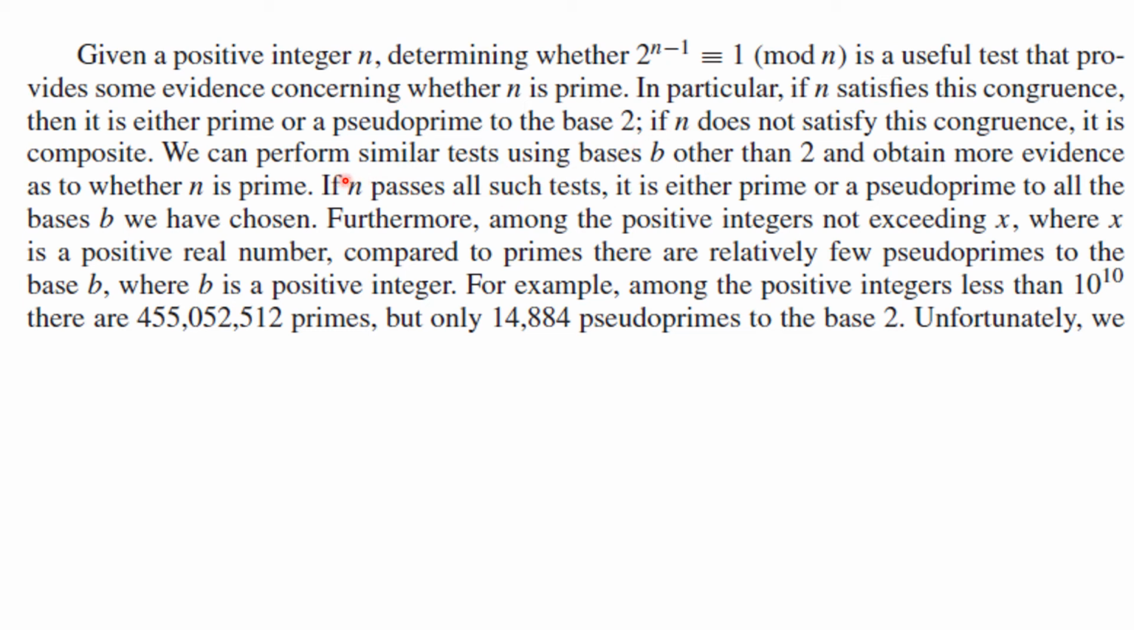Now, if we perform similar tests using bases other than 2, we obtain more evidence as to whether it's prime. If it passes all these tests, then we say there's a good chance it is prime. It still can be composite. Just to give you an example of the numbers, if we're talking about all the positive integers less than 10 to the 10, which is an enormous number, there are many primes, but only this many pseudoprimes.